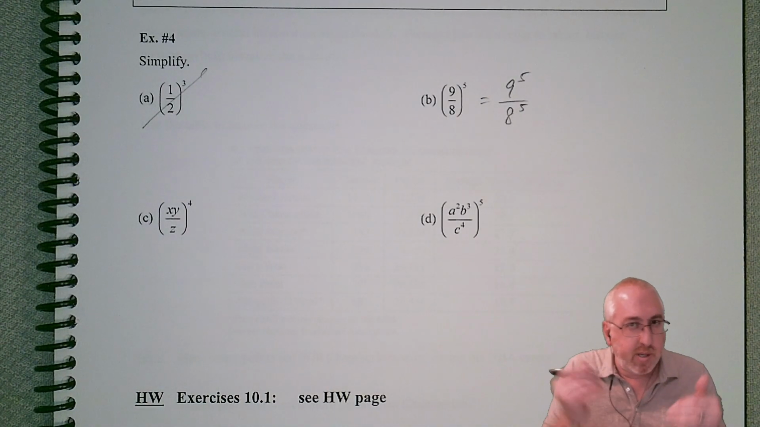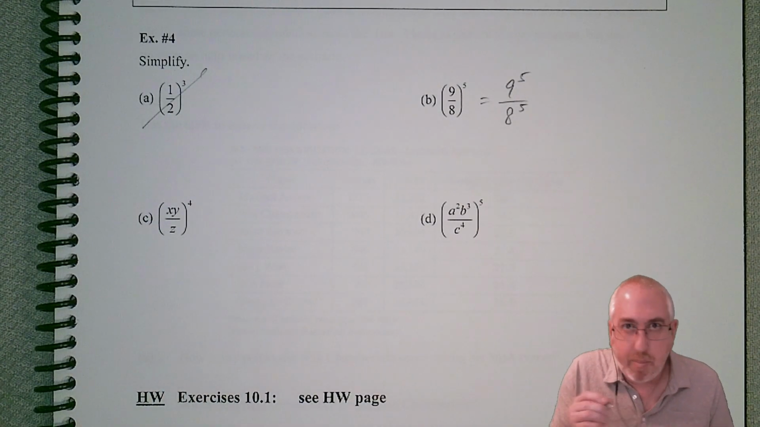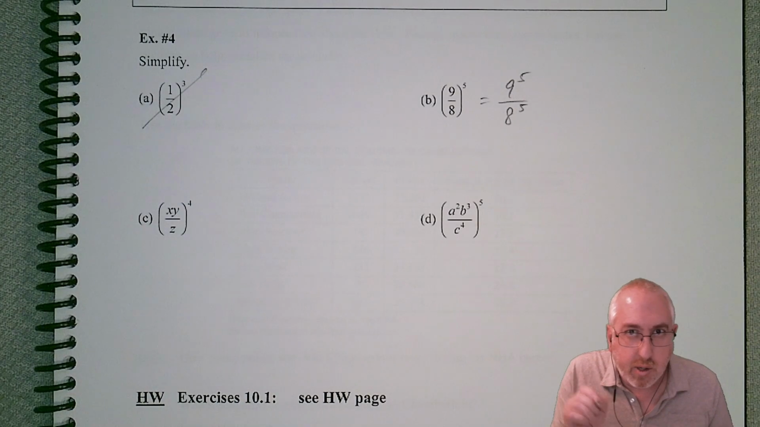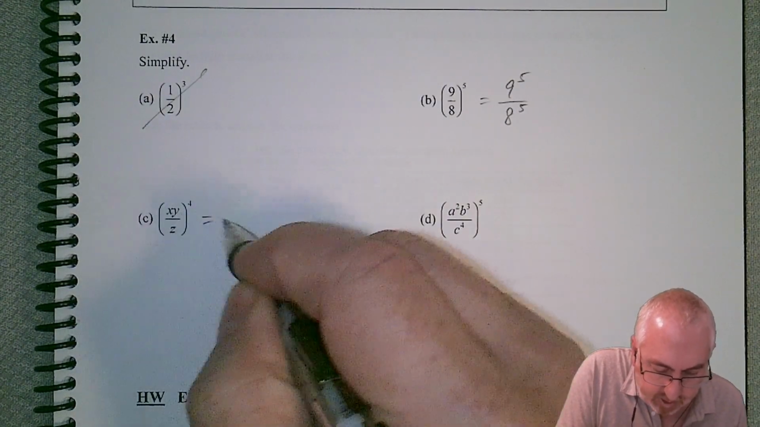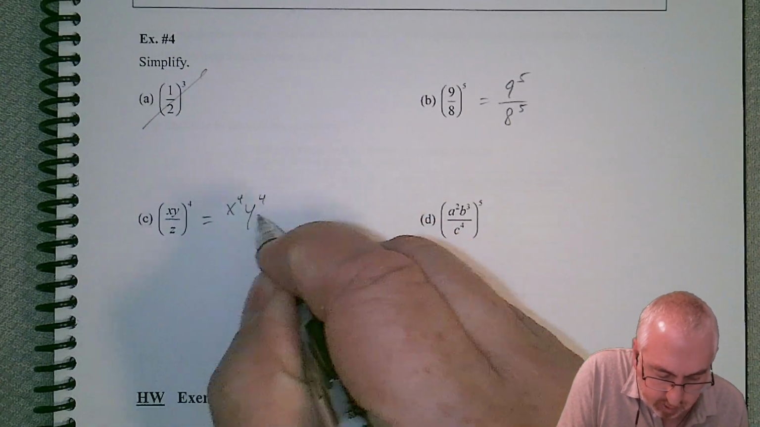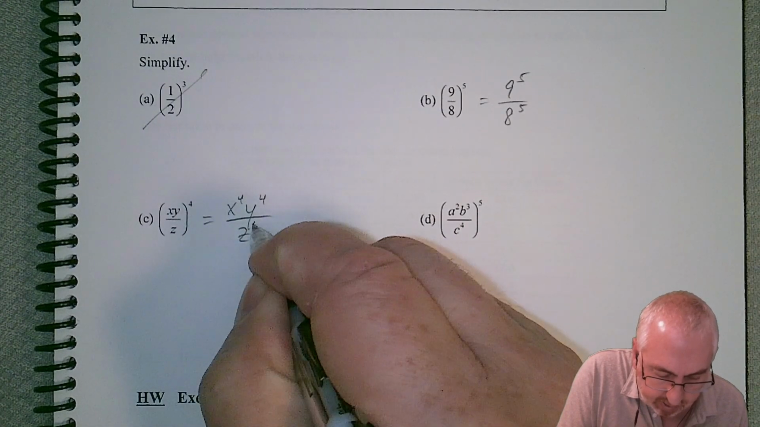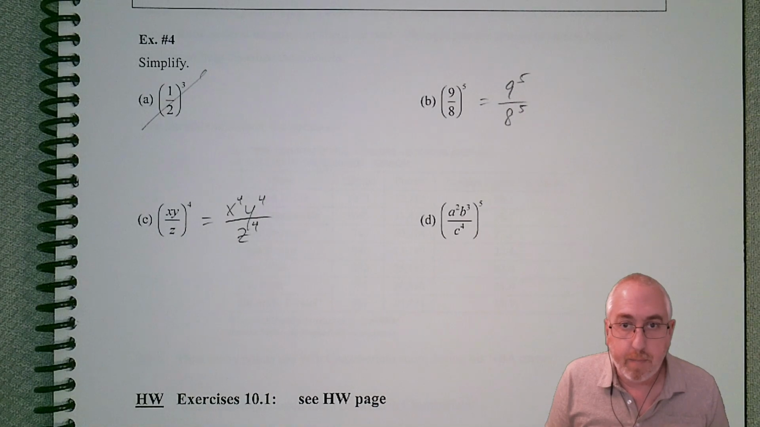Now you could do this in a couple of layers, but hopefully you're starting to get the idea that it's got to be distributed to every single little piece inside of those parentheses. So the x is going to get the exponent, the y is going to get the exponent, and the z is going to get the exponent. All of them will be raised to the fourth power.